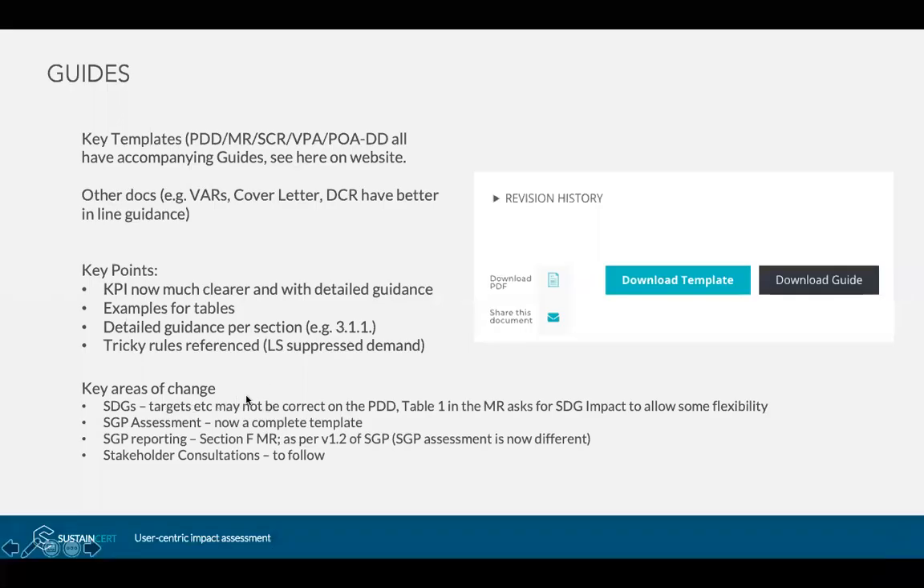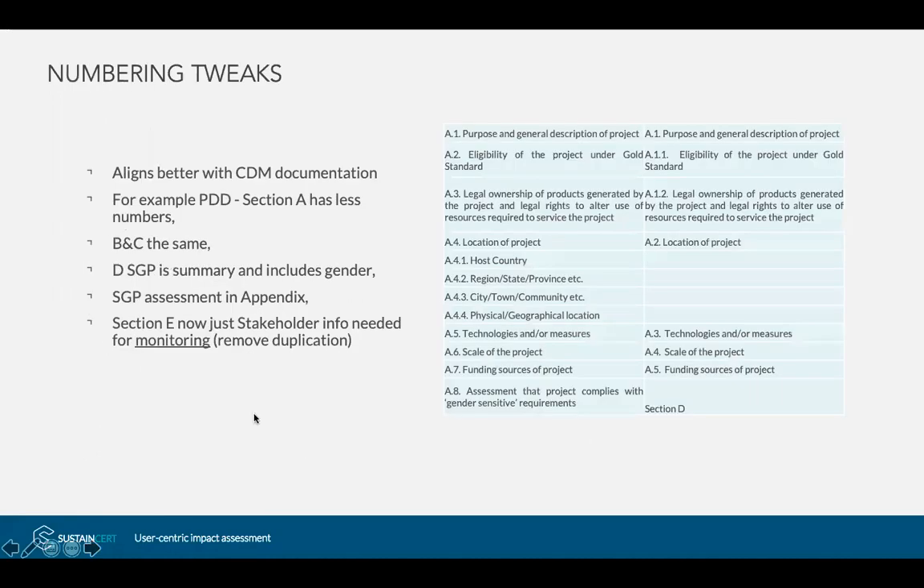Okay, so I think that's hopefully a useful summary of the key guidance that we've provided. The key areas of change I'm going to go through in detail are SDGs, the safeguarding principles assessment and the way they're reported, and also the stakeholder consultations. These templates will look a little bit different to you. I'm going to explain a little bit more about them as we go through.